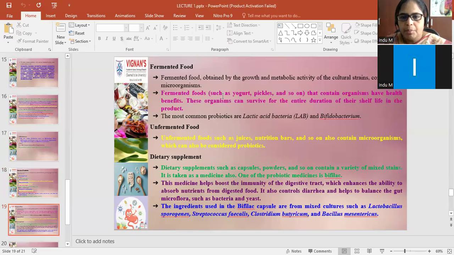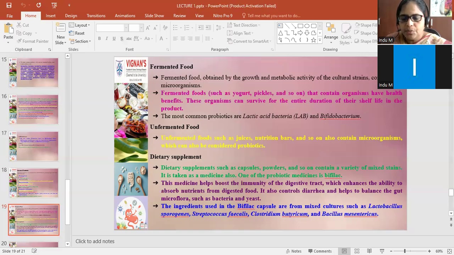Fermented food is generally obtained by the growth and metabolic activity of beneficial microorganisms. The fermented foods are yogurts, pickles, and these contain beneficial bacteria, so they provide health benefits. They survive for the entire duration of the shelf life of the product. Unfermented foods like juices and nutrition bars also contain microorganisms which are used as probiotics. Nowadays, dietary supplements available in capsules and powders also contain probiotic microorganisms.